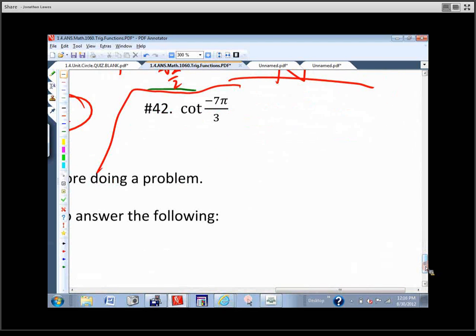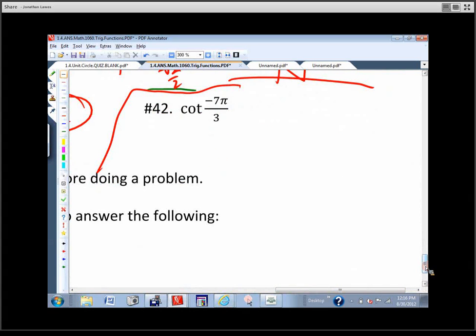First of all, let's think of where we are. Negative, we're going to go around the circle this way. 7 pi thirds. Pi thirds, 2 pi thirds, 3 pi thirds, 4 pi thirds, 5 pi thirds, 6 pi thirds. So where would I end up? I'd end up right here in quadrant 4.